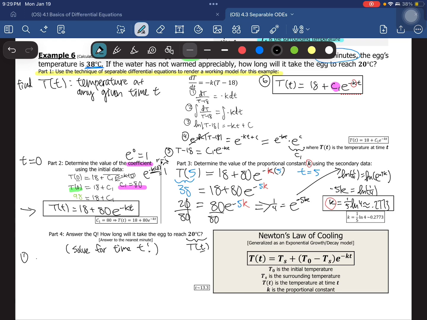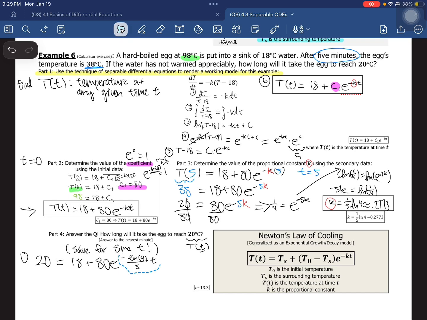We know that the temperature is 20 degrees. We know C1. We know k, and I'm going to use the exact form for k. I'm not going to use the rounded version just because I want a precise answer. And this is to the power of, so I'm going to make it look like that. Nice. Oops.